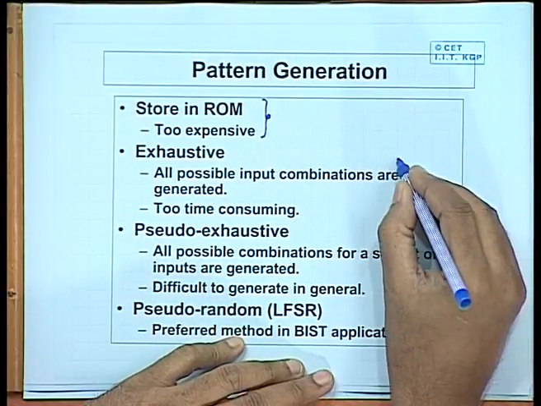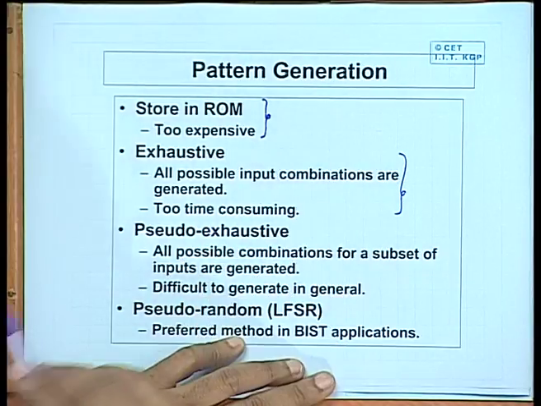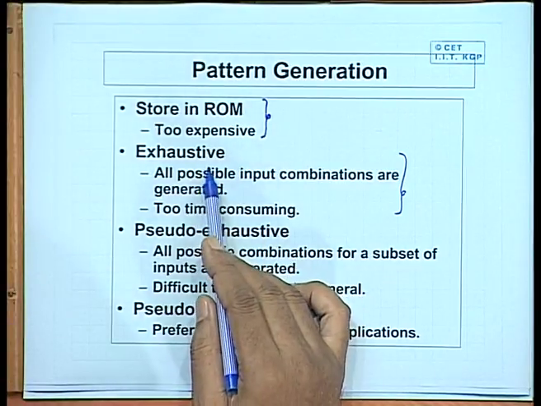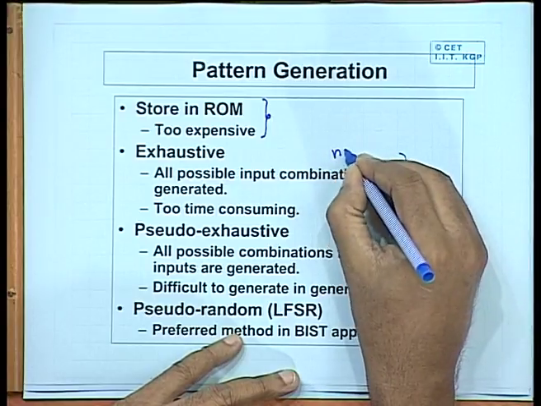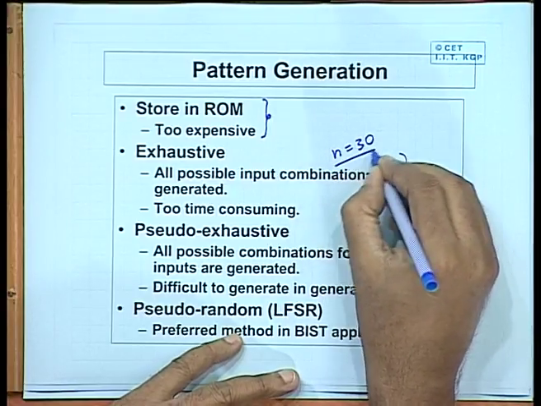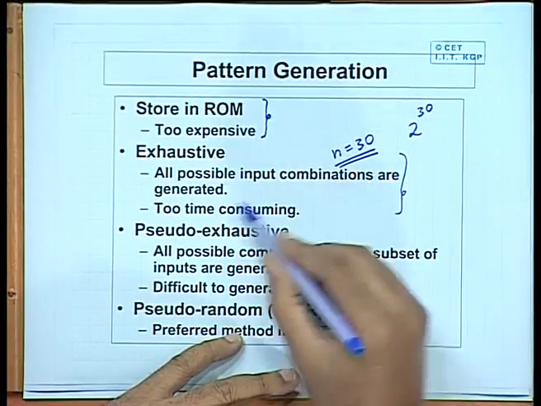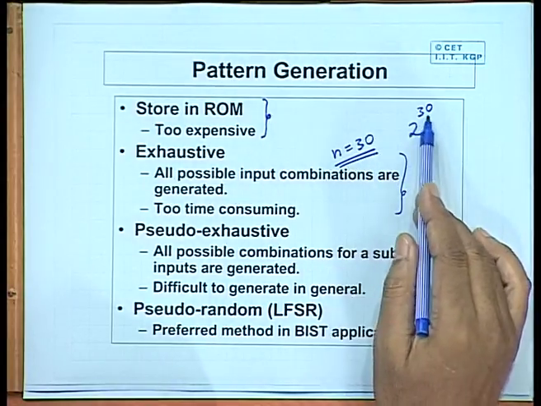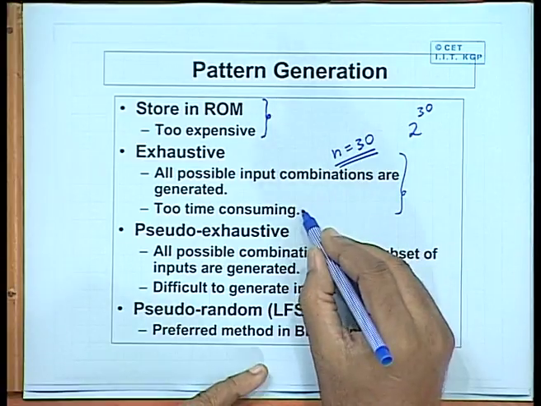The second alternative, many people have proposed this method also, is that you apply all possible input combinations to the circuit under test, which means the test pattern generator will be a simple counter. But the problem is that if the number of inputs is for example 30, then the number of patterns you need to apply is 2 to the power 30. Now, in a practical circuit, number of inputs can be as high as 50, 60 or 100. So, then the number of patterns to be applied will become astronomically high, and it is impractical. So, this is too time consuming.